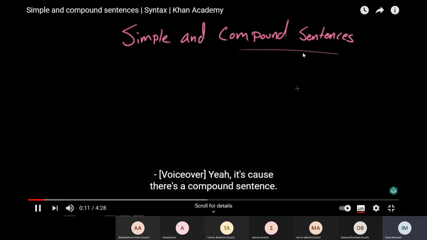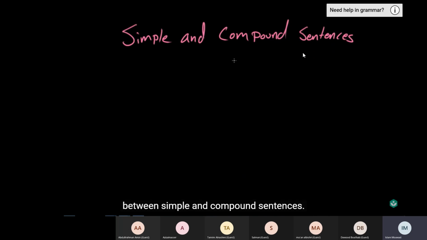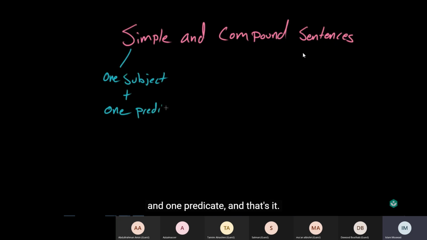To say. Yeah, it's because there's a compound sentence. I see. So there's this distinction made in grammar between simple and compound sentences. And today, Paige, you and I are going to cover those differences. Let's do it. So, a simple sentence is really just what it says on the tin. A simple sentence consists of one subject and one predicate, and that's it.